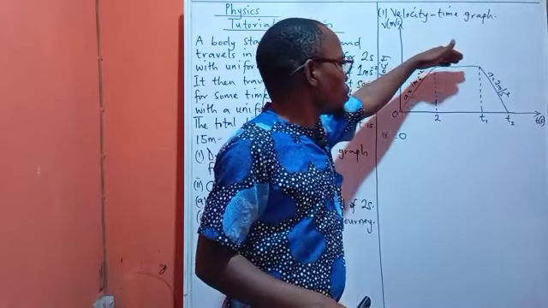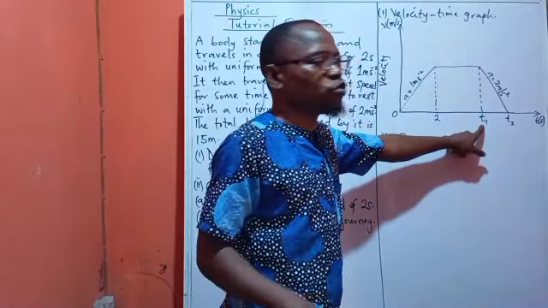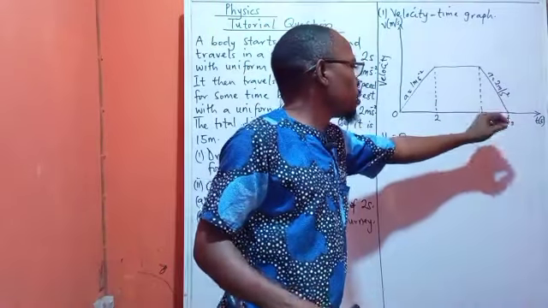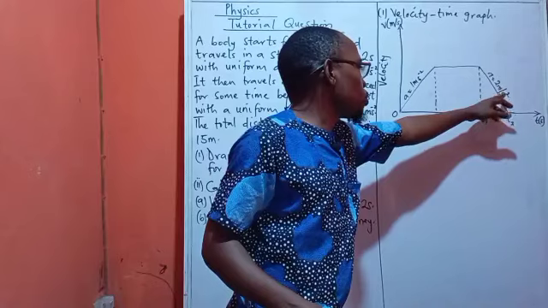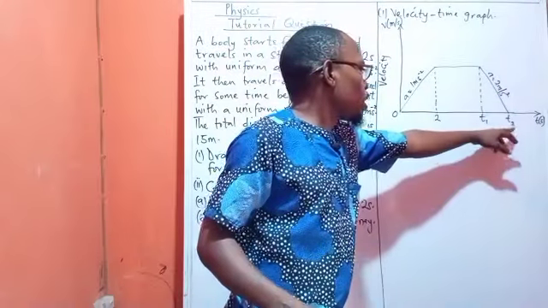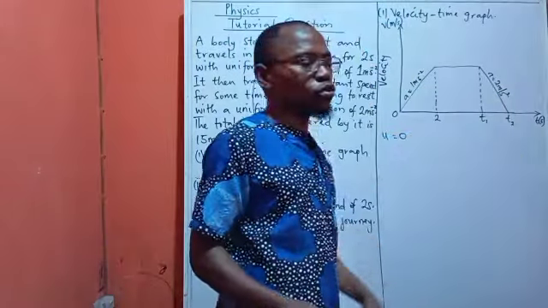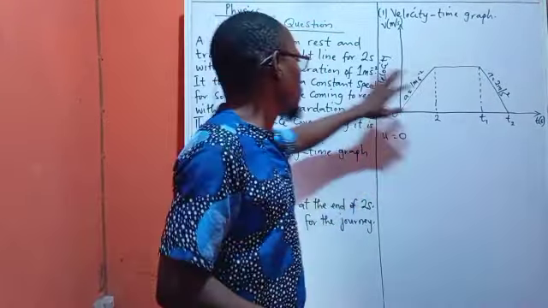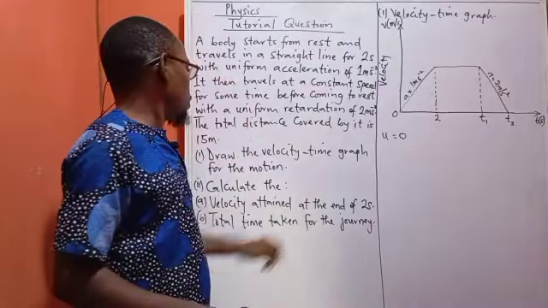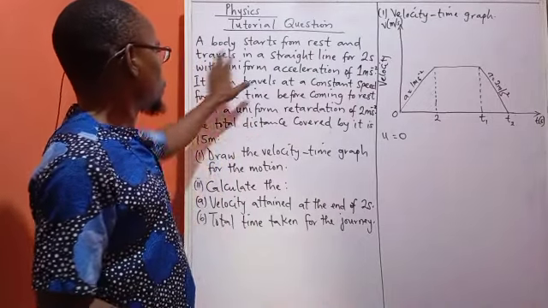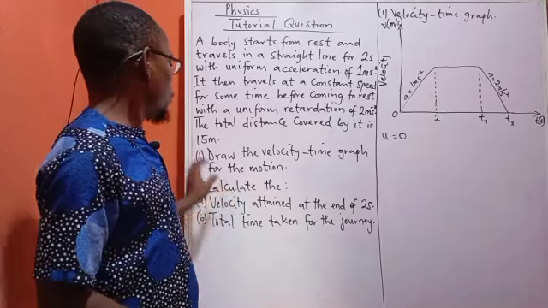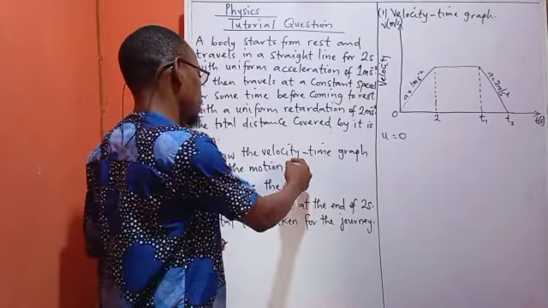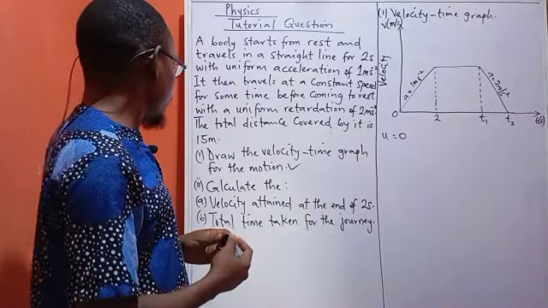It moves with a constant speed at a time t1, which we don't know. Then it decelerates, or retards, at a retardation of 2 meters per second squared at a time t2, which we also don't know. Okay, so this is the velocity-time graph for this question. We've already drawn this, we've done this one, so let's mark it.